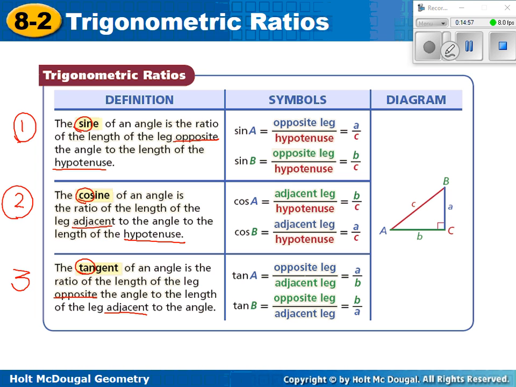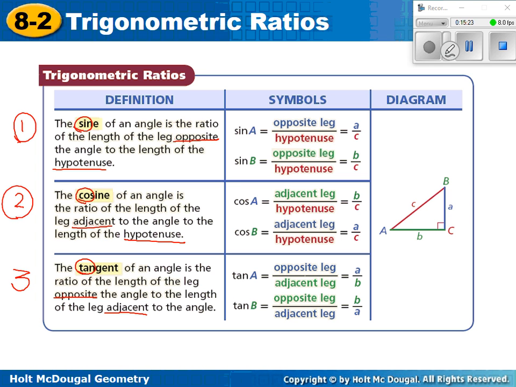Is it an O or is it an A? Is it an O or is it an H? How do I know how to spell it? So some old horse caught another horse taking oats away. The reason to memorize that is so that you can remember your three trig ratios. Sine is equal to, what's the O stand for? Opposite over hypotenuse.